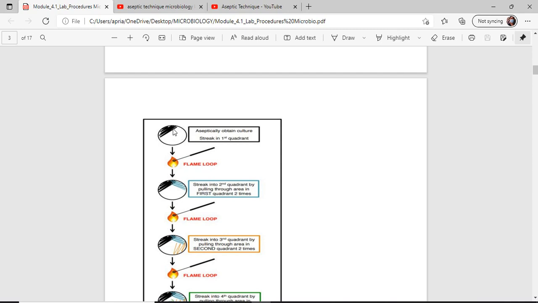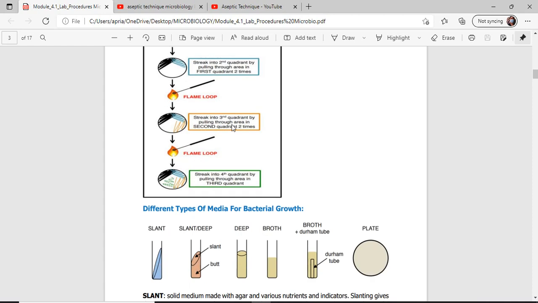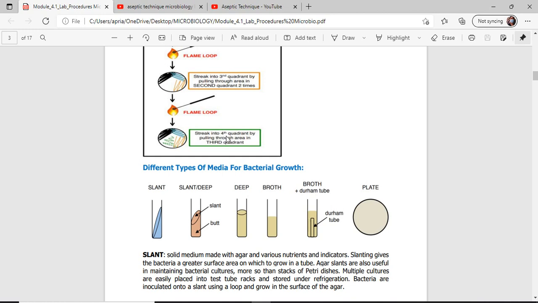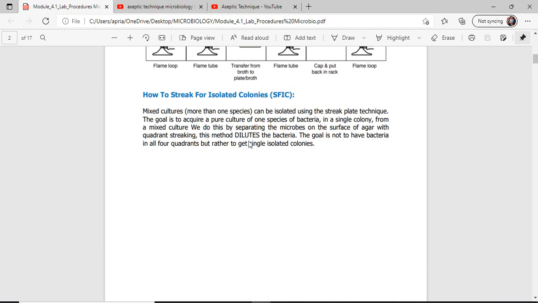You get a colony of bacteria here, streak mo, so this is your second quadrant. Then flame mo liwat yung loop, hulat ka mag-cool down, then streak ka liwat for the third quadrant by pulling through the area from the second quadrant. Then you have the fourth quadrant, which is from the third. Kuha ka gamay. This is an isolation, streaking for isolated colonies.